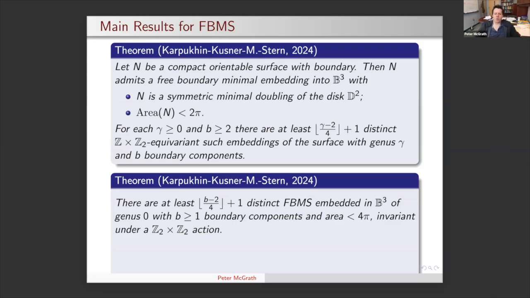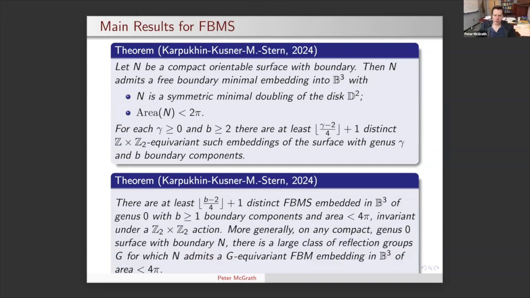So we get lots of genus 0 free boundary minimal surfaces there with area less than 4 pi. And we can assert lots of symmetry groups. Unfortunately, at the moment, we don't have as complete a theorem as we do in the closed case. So we have to say something like there's a large class of reflection groups. And then in the paper, we have a technical and exhaustive list of which ones we can prove the existence for at the moment. So I think I stop here. Thank you for your time.